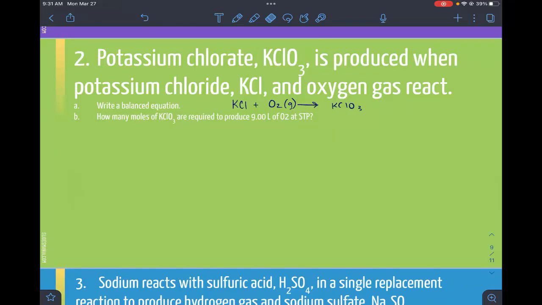All right. The stoichiometry says how many moles of KClO3, that's our question mark, our unknown, are required to produce 9 liters of O2. That's our given. So let's work out our strategy.